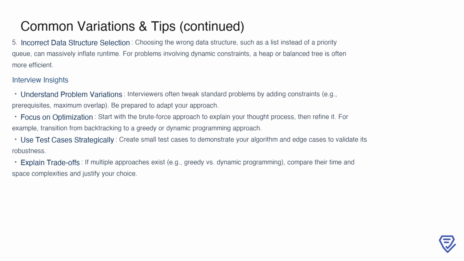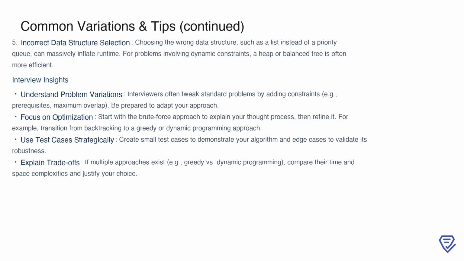Choosing the right data structure is another area where mistakes are common. For example, using a simple list instead of a priority queue can dramatically increase runtime in scheduling problems that involve frequent updates or dynamic constraints. A priority queue or even a balanced tree is often the better choice for such cases.